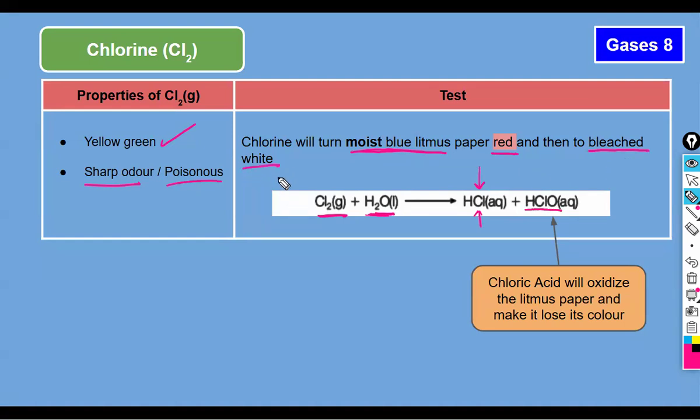And the examiner likes to ask that. They will ask which part of this equation causes it to change from blue to red. Well, it has to be the acid. And why does it get bleached white afterwards? It has to do with the chemical HClO aqueous, the chloric acid. And I know it's probably obvious, but chloric acid is not the same thing as hydrochloric acid. Take down everything on the screen. This one is pretty short, so that's good news.